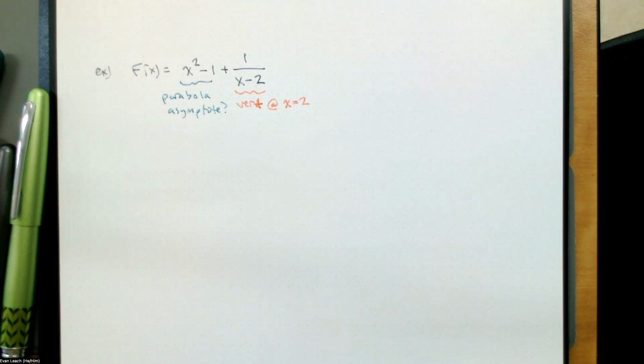Can we call something an asymptote even if it's not a line? What we call it is not important. What we recognize is that far from 2, this function wants to be x squared minus 1. Close to 2, the fraction is more important.